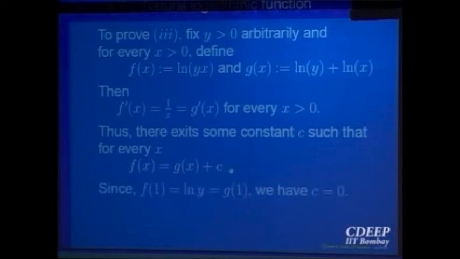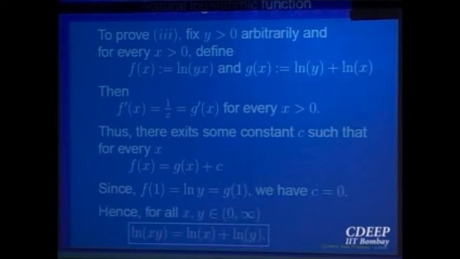X is equal to 1, you can put, if you like. So that gives you c must be 0. So ln of yx is equal to ln of y plus ln of x. We have used the property that if two functions have the same derivatives, then they differ by a constant. That is a consequence of Lagrange's mean value theorem, and it is also used here. So that proves this.